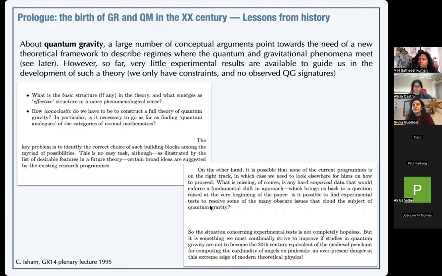In the beginning, he had started from a very negative perspective about this. He was saying we cannot do it. But then, I'm not reporting everything, he mentions a few considerations, and then this is the very last sentence of the paper. So the situation concerning experimental tests is not completely hopeless, but it is something we must continually strive to improve if studies in quantum gravity are not to become the 20th century equivalent of the medieval penchant for computing the cardinality of angels on pinheads, an ever-present danger at this extreme edge of modern theoretical physics.